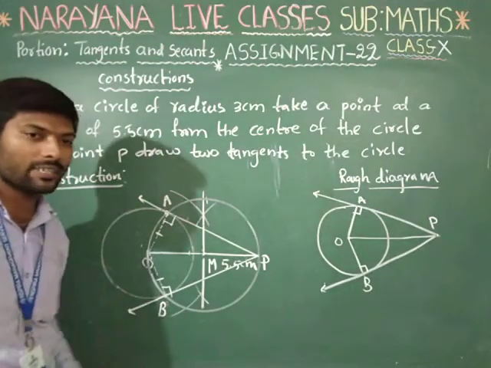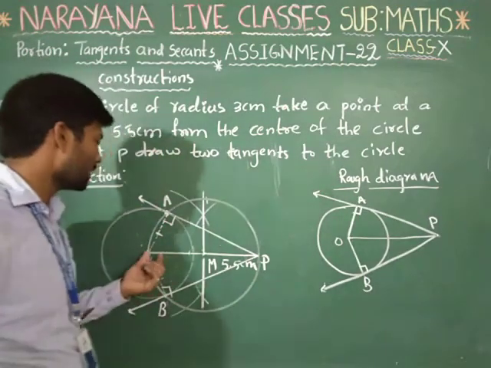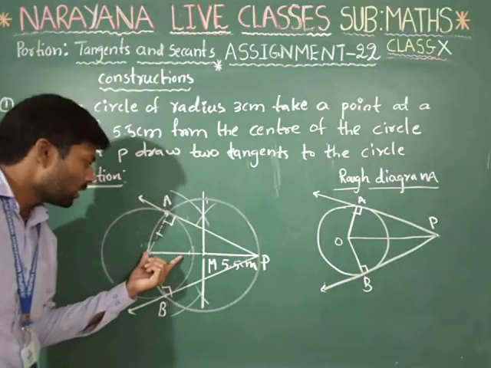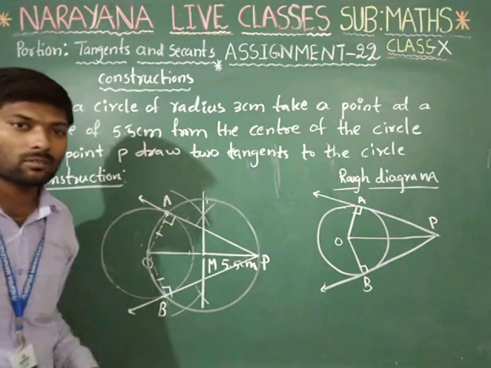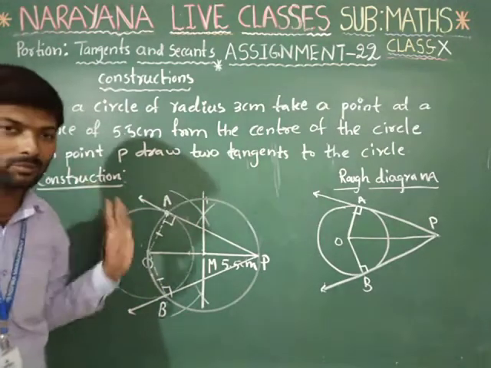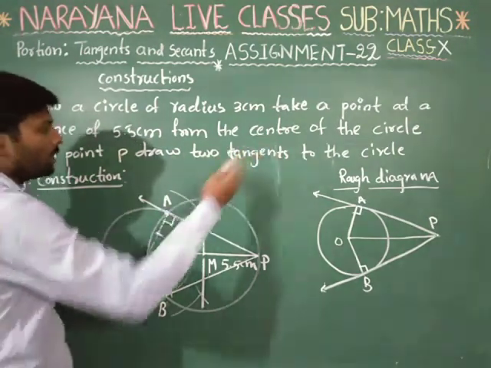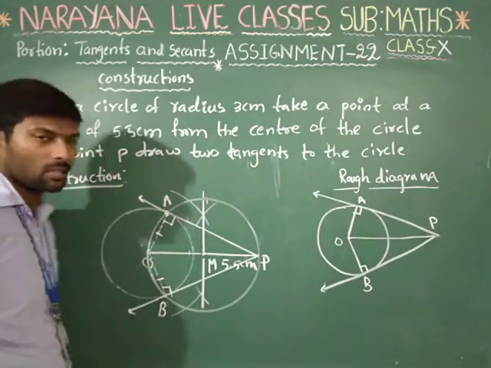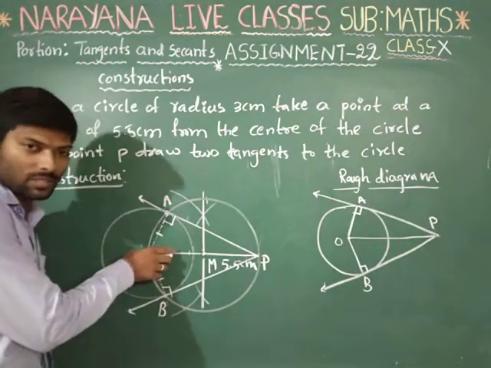After that you can write the steps of construction. The first step: draw a circle with radius 3 centimeters. Next, take a point P which is 5.5 centimeters away from the center of the circle.